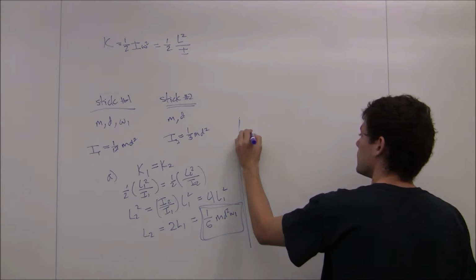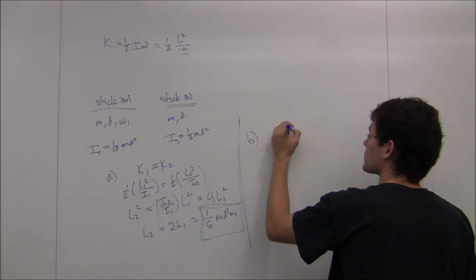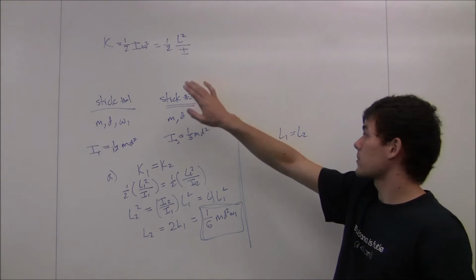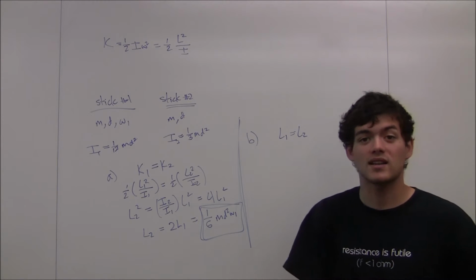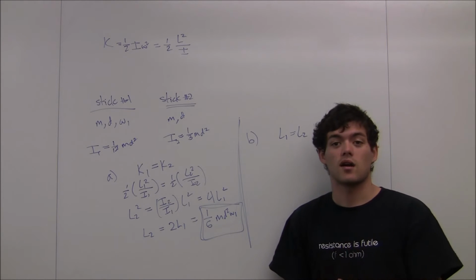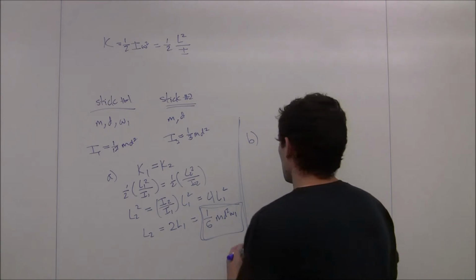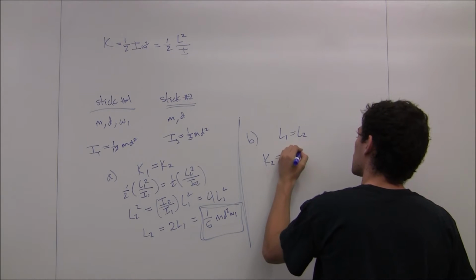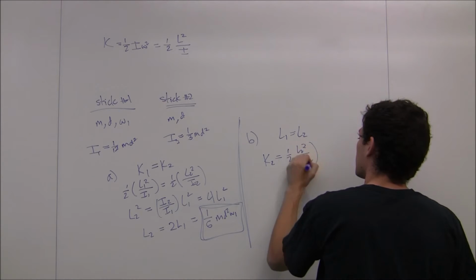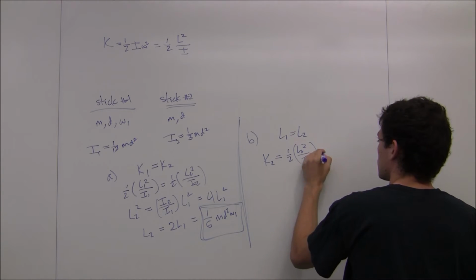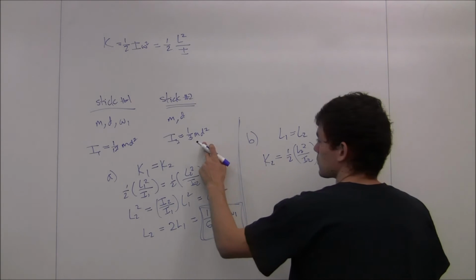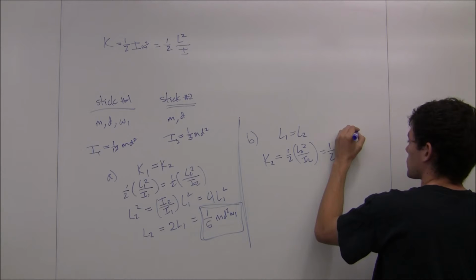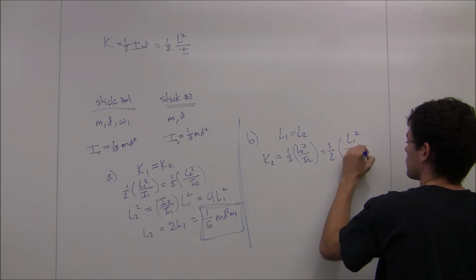Now in part B, we're told that the angular momenta are the same this time. So L1 equals L2. And we're going to use exactly the same formula, because what we're asked is what is the kinetic energy of the second stick this time. So now the kinetic energy of stick number 2, K2, is equal to 1 over 2 L2 squared over I2. So then we can plug in L1, and we know that I2 is equal to 4 times I1, so we can plug that in as well. So we get 1 over 2 L1 squared over 4 I1.